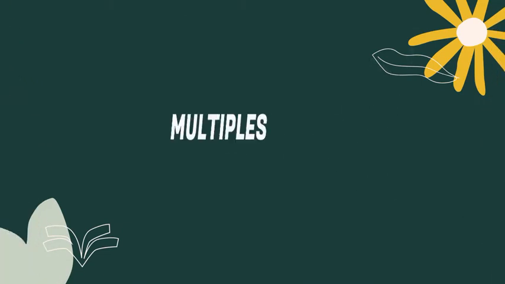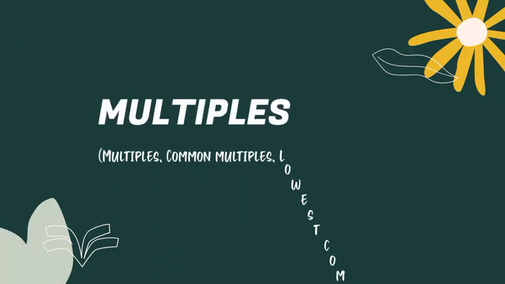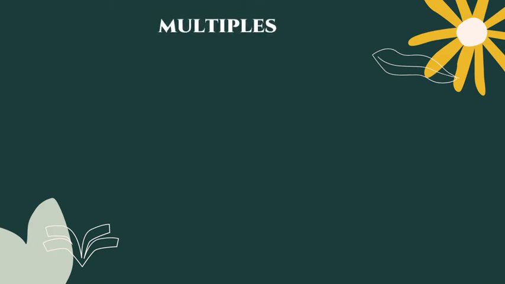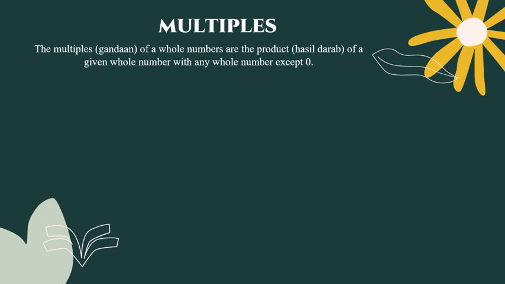Okay, so for today we are going to learn about multiples. In this topic you will learn about multiples, common multiples and also lowest common multiples. So first we want to look at multiples. What are multiples? The multiples of a whole number are the product of the given whole number with any whole number except 1. So look at the example given.